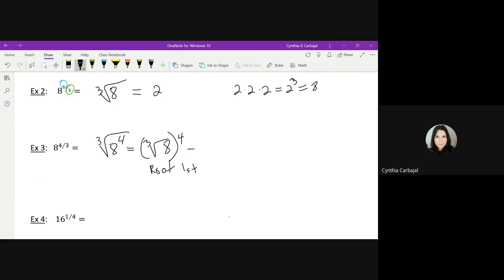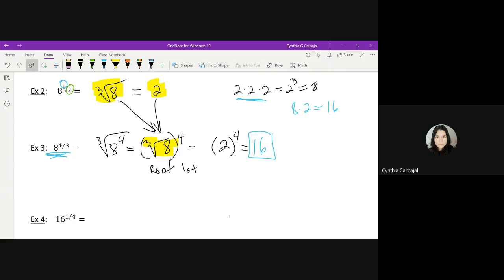Let me show you why that's a lot easier. When you get the cube root of 8, we actually did it over here already. This is actually 2, right? We just figured it out. So I end up having a 2 inside raised to the 4th power. Now, that's a small number that we can work with. We already did 2 times 2 times 2, or 2 to the 3rd power, which is 8. If I multiply another 2, that's going to give me 2 to the 4th power, which is 16. So the answer to 8 raised to 4/3 is equal to 16. And that's how you work it out.